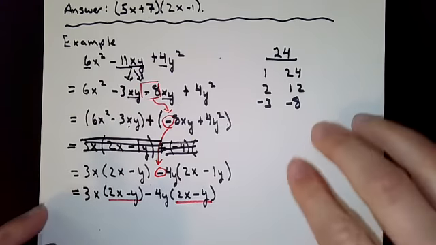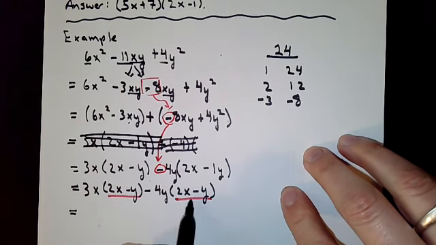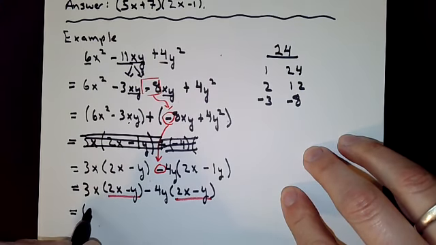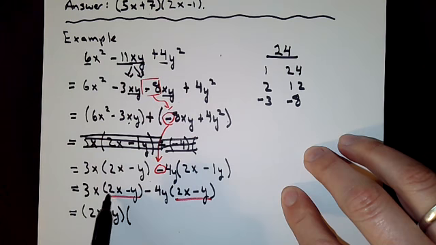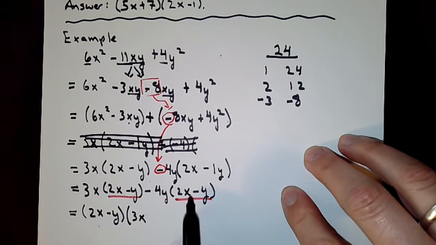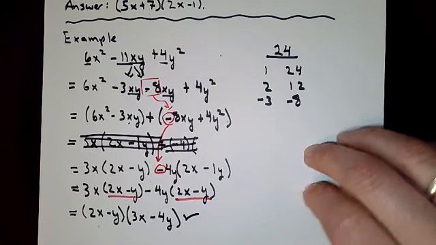All right, so now we factor out the common factor, 2x minus y. In the first group, if we divide out the 2x minus y, the 3x is what remains. In the second group, if we factor out the 2x minus y, the minus 4y is what remains. And this is our factored form.